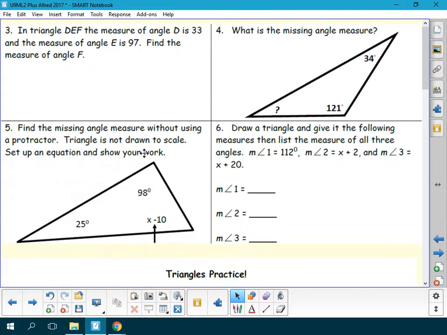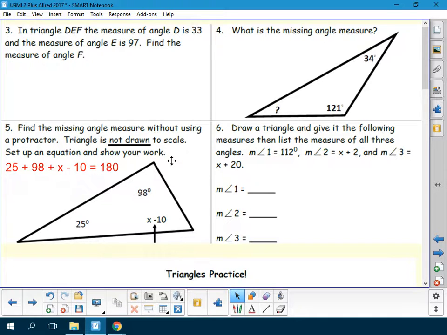Another thing you might see is on that next page. I'm going to skip over to number 5. It says find the missing angle measure without using a protractor. The triangle is not drawn to scale. Set up an equation and show your work. So we're going to set up an equation much like we did yesterday. I know that this angle, 25 degrees, plus this angle, 98 degrees, plus this angle, x minus 10, have to add together to get to 180 degrees.